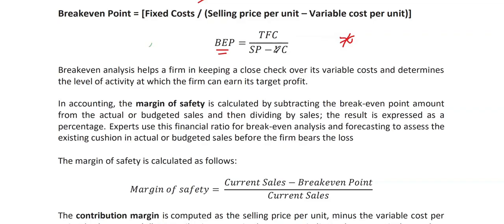And of course, VC is the variable cost. So what is SP here? The selling price per unit.